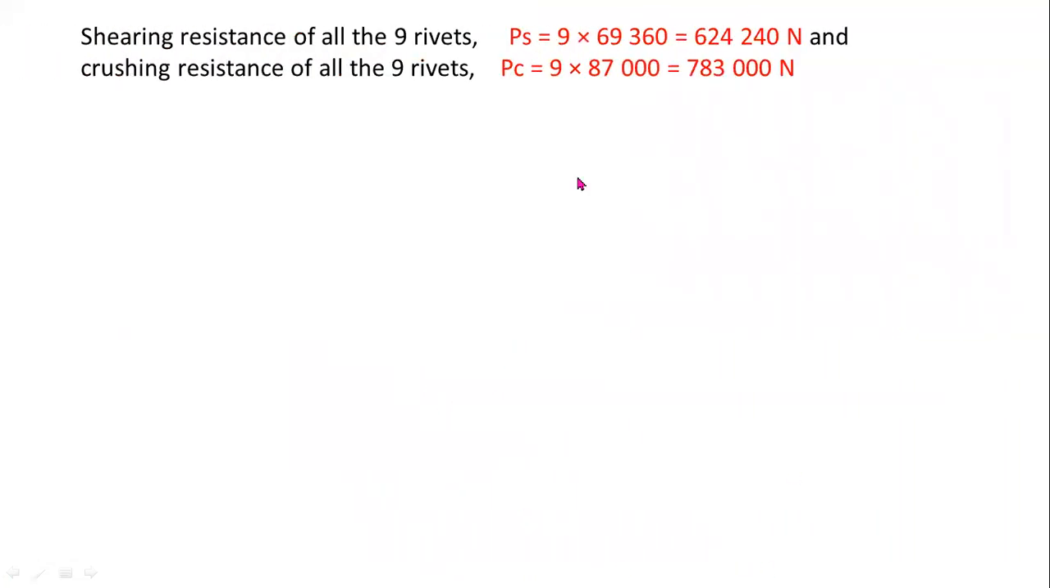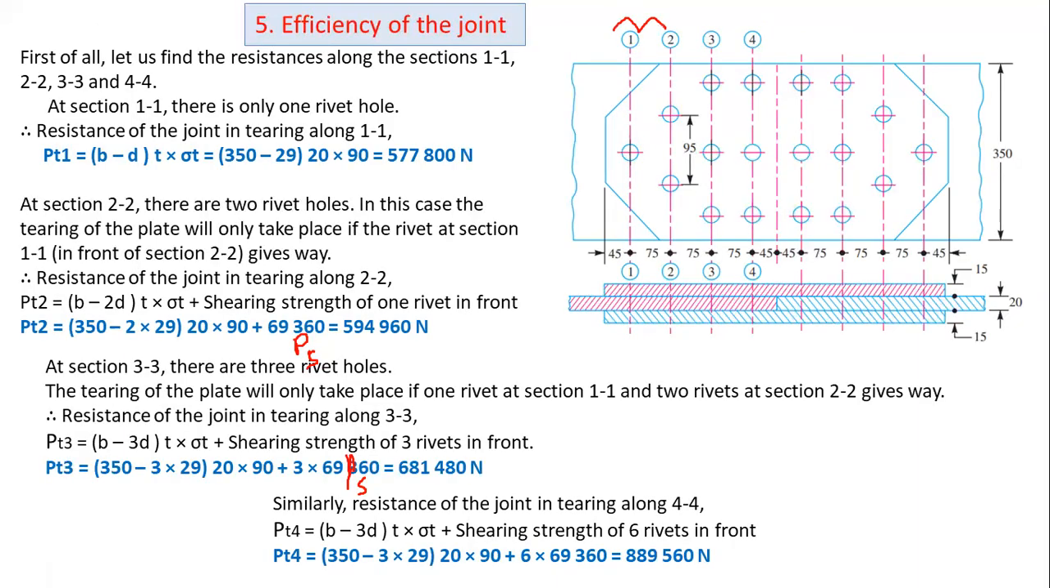Now this is the PS value, this is the PC value. After that, you have to select the least value of PT1, PT2, PT3, PT4, PS, PC. Here from these 4 values, the least value is here. This one is 5 lakhs. This one is 5 lakhs 94. This one is 6 lakhs 81. This one is 8 lakhs 81. So from these 4 values, the least value is 5 lakhs 77,000. Okay, PT1 is the least value.